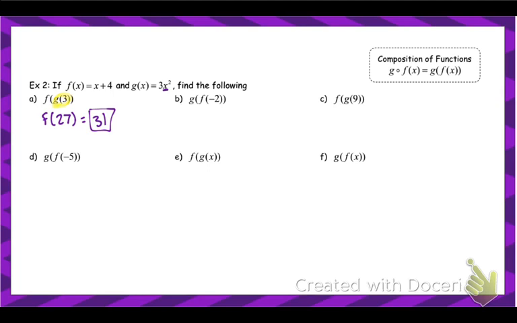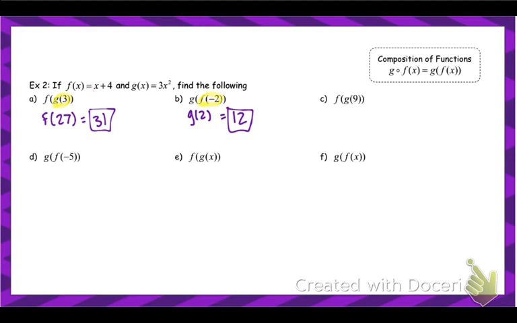All right, again, starting at the inside, f of negative 2. Well, f of negative 2, replace x in the f of x function with negative 2, and I get 2. So g of 2. Now I replace 2 in the g of x function. So 3 times 2 squared, 3 times 4 is 12.